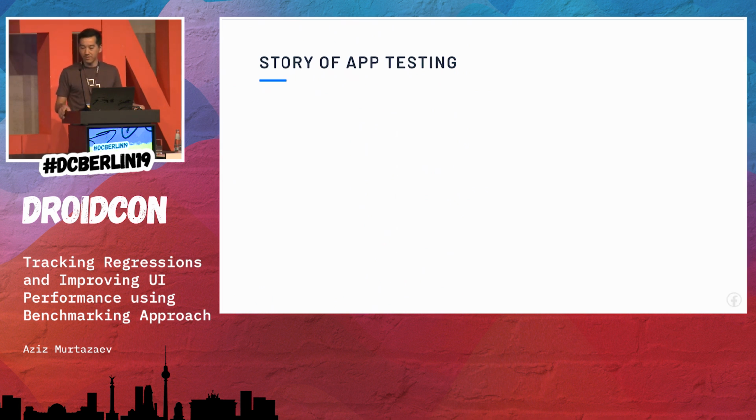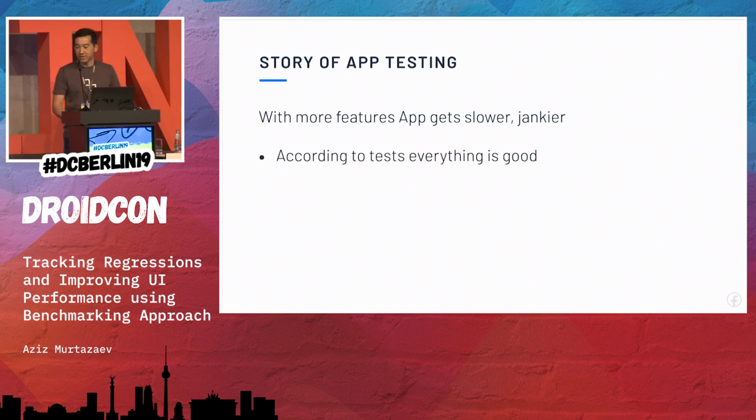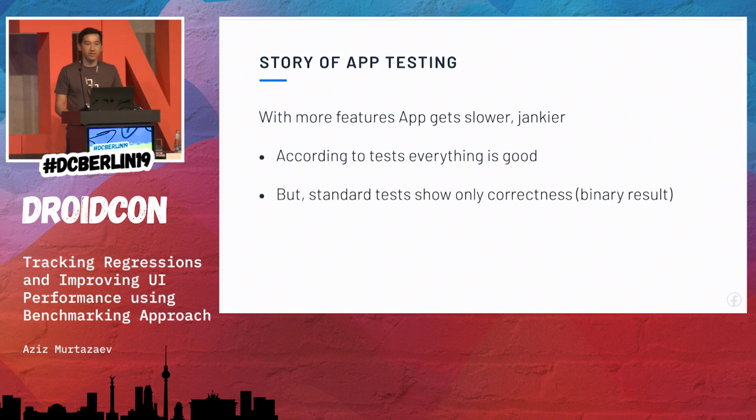When your app gets big and complex, it starts getting slower and jankier. And if you look at the tests, everything is good. However, standard tests show only correctness. It either passes or fails, so it's kind of a binary result. The qualitative aspects of the app are not covered by standard tests.